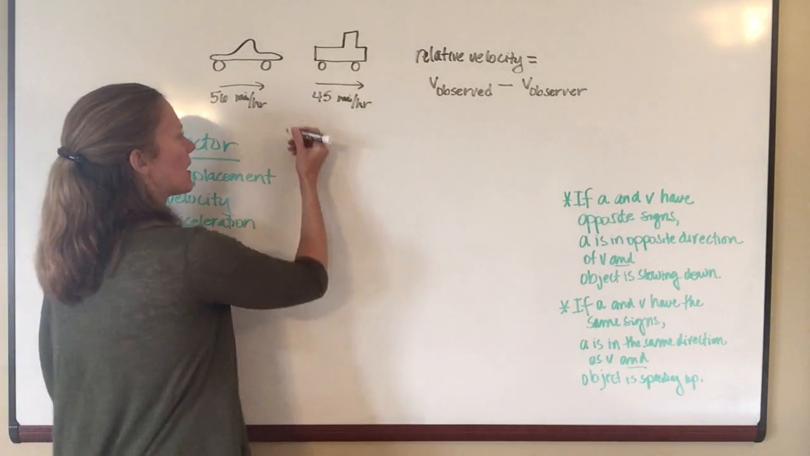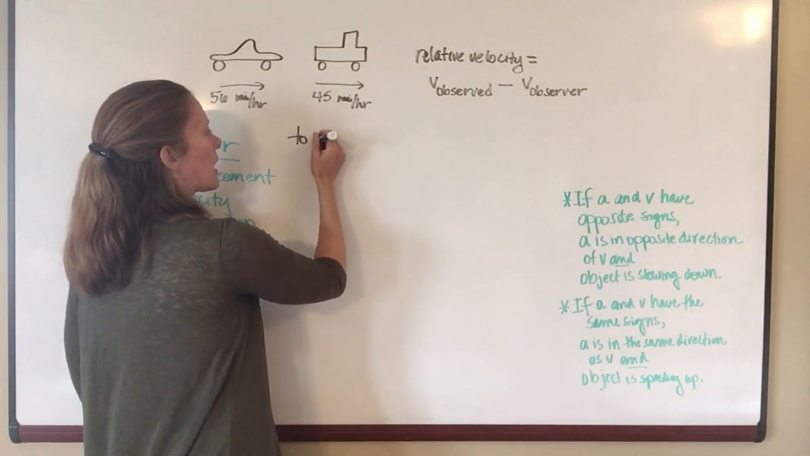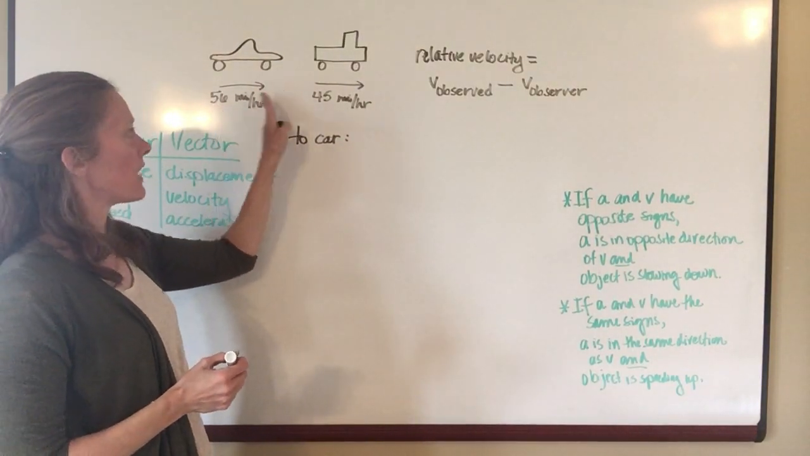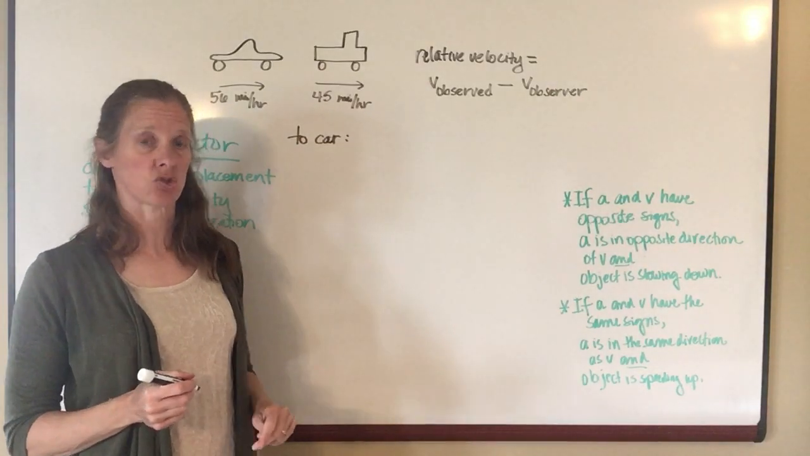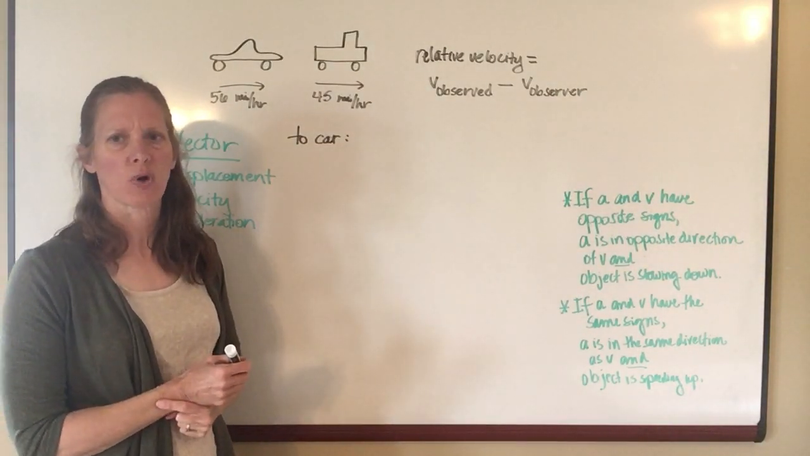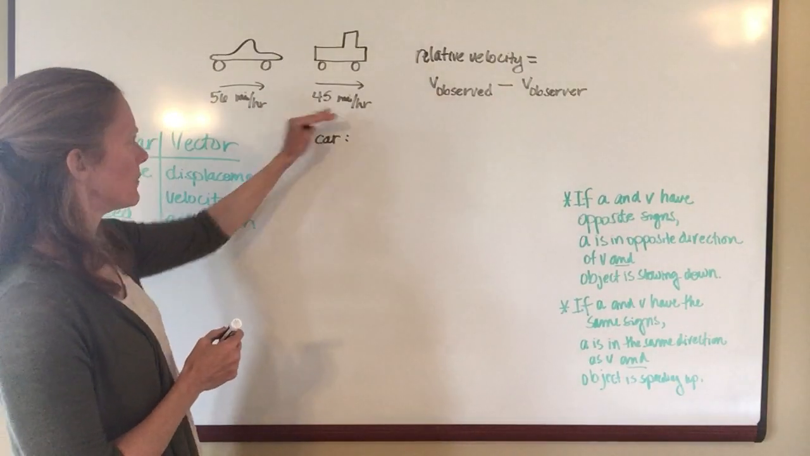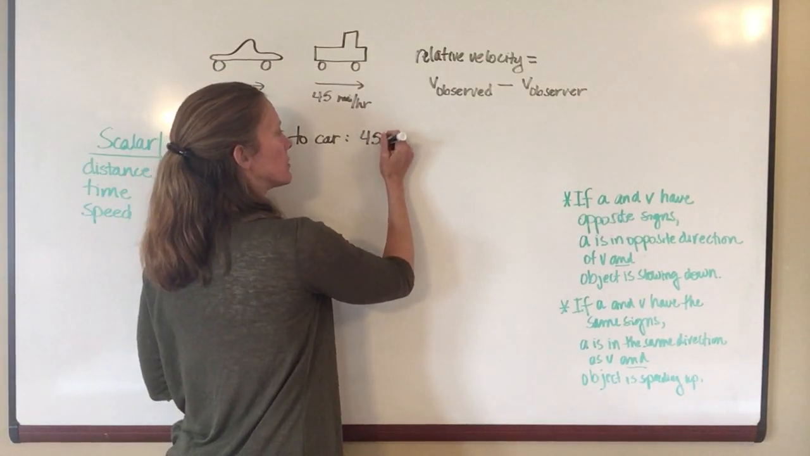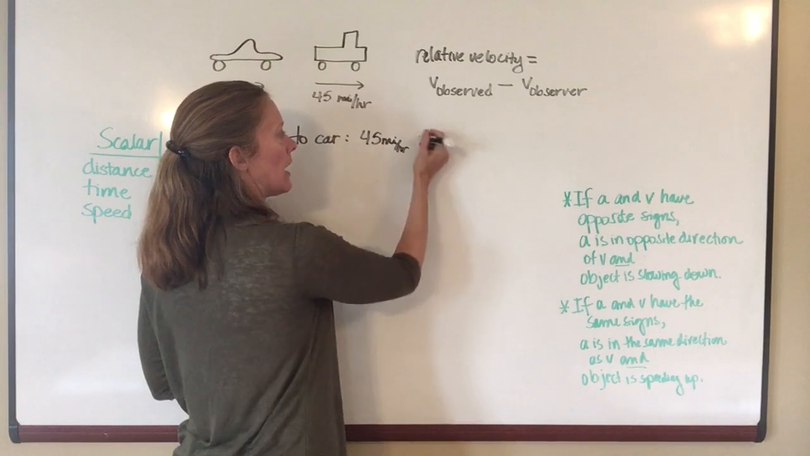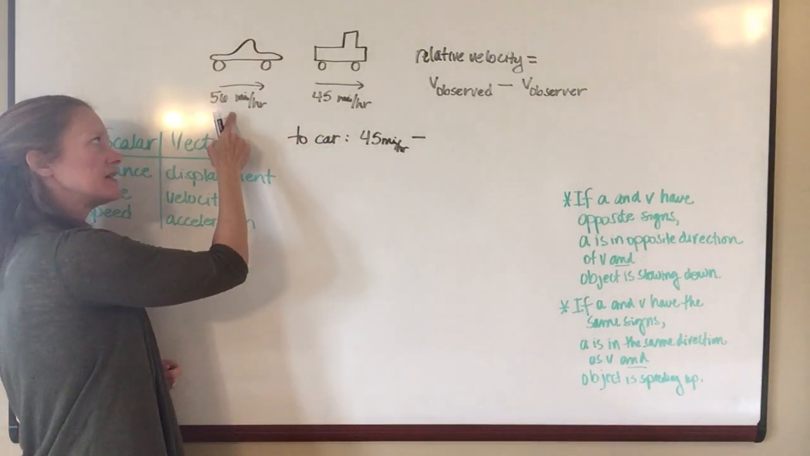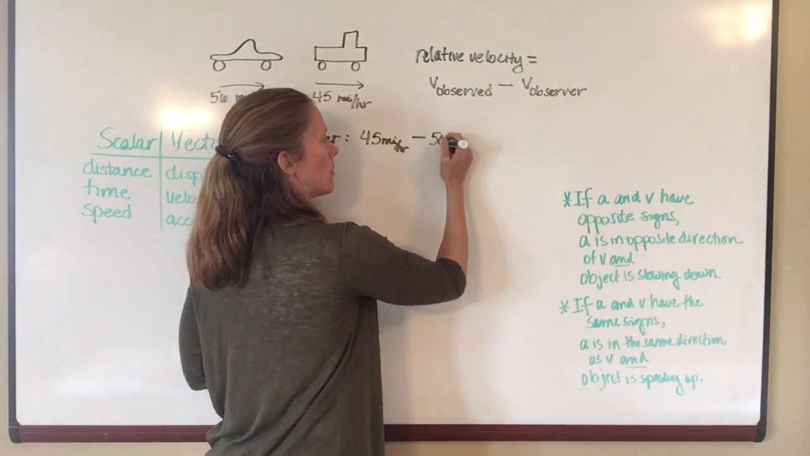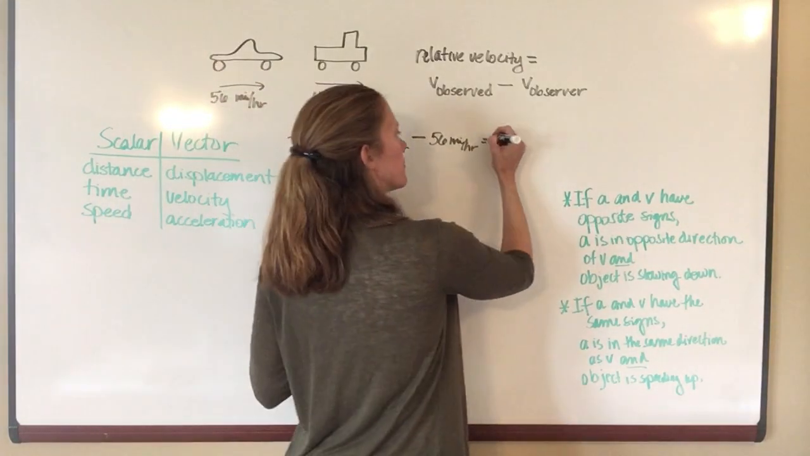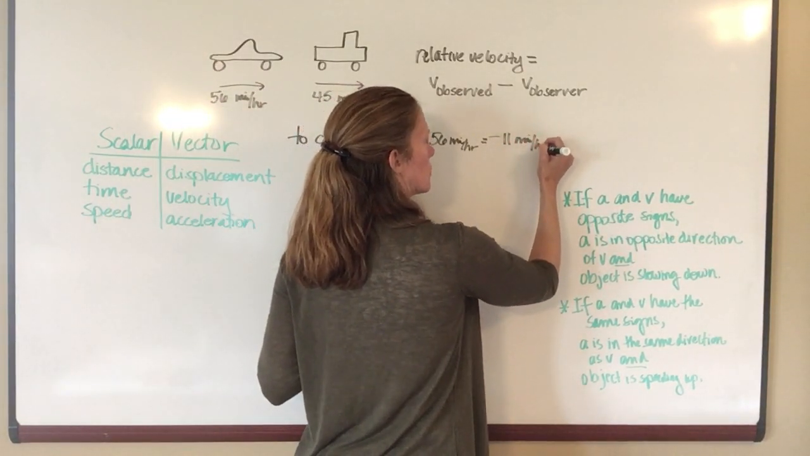Well, let's say that I'm looking at the driver of the car. What does the car observe? Because obviously he's going faster, so he's going to come up and pass this truck. What is it going to look like for him? Well, to him, they're going the same direction. So what he observes is a truck that's going 45 miles per hour, and he's going to subtract his speed of 56 miles per hour. And so when you do that, you're going to end up with a negative 11 miles per hour.